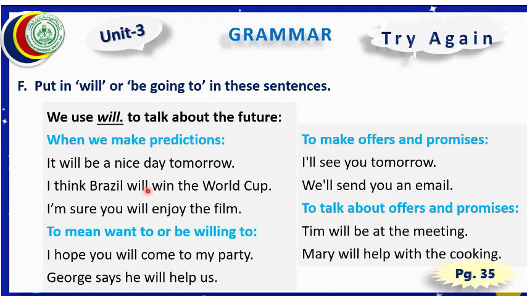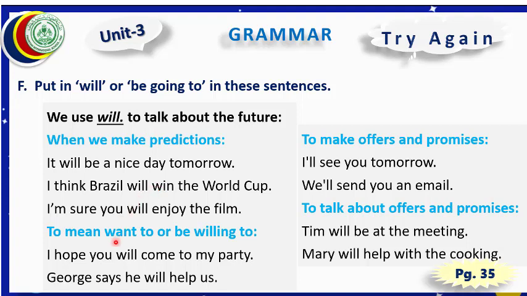I think Brazil will win the World Cup. This is also a prediction. Will is used. I am sure you will enjoy the film. This is also a prediction. Will is used here. Yes, students, are you trying to understand when to use will? We shall use will when the sentence is telling us about a prediction. Okay, we have learned the first choice. When a sentence is talking about a prediction, we shall use will.